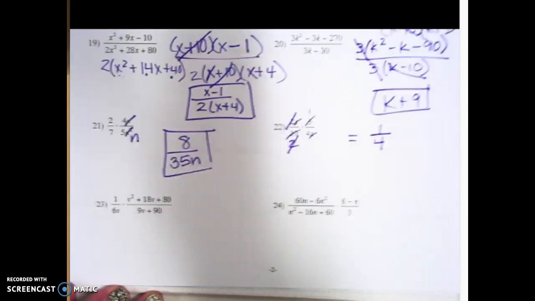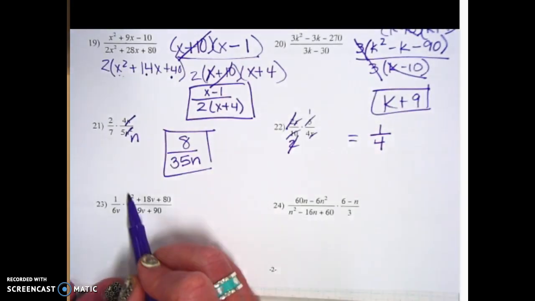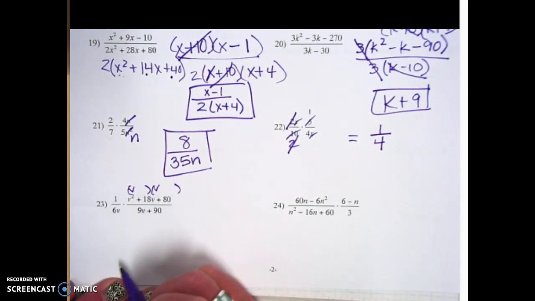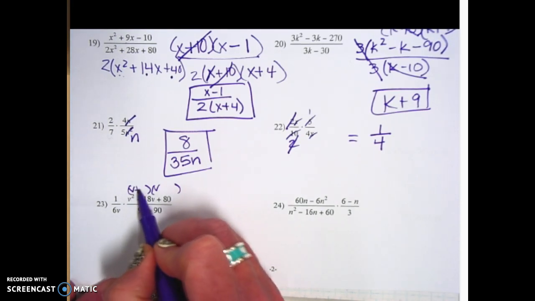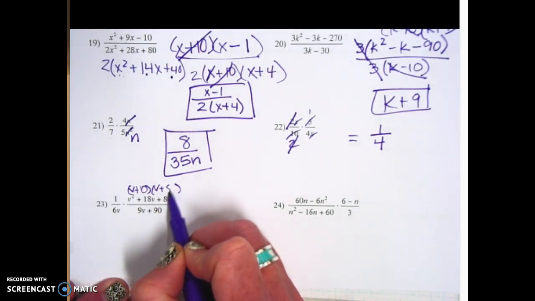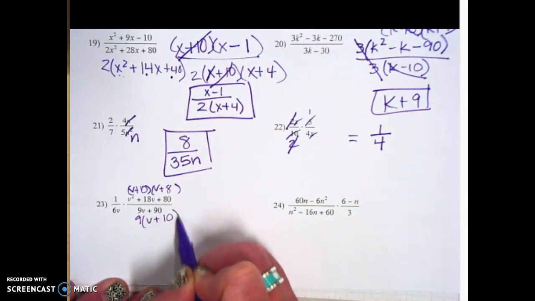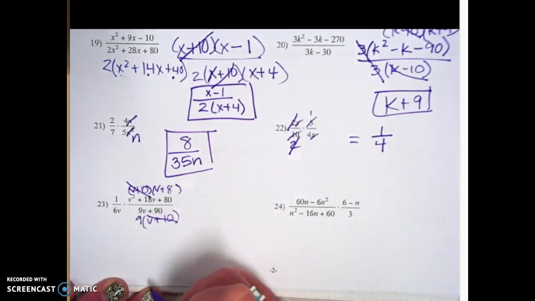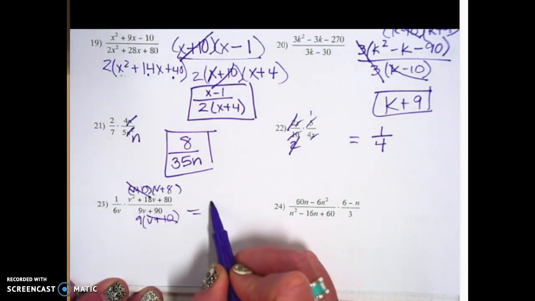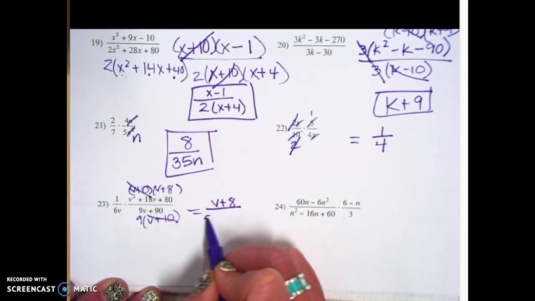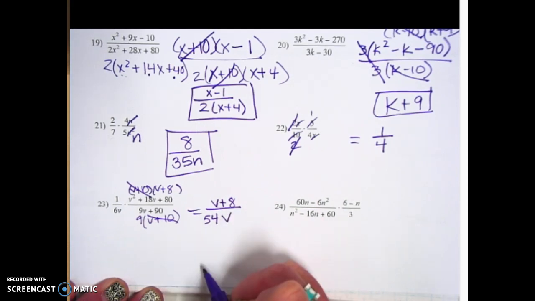All right, number 23, we've got some factoring to do. I see this is easily factorable, this numerator. So V and V multiplies to get 80, but adds or subtracts to get 18. So that'd be V plus 10 and V plus 8. And this has a GCF of 9, which leaves us with V plus 10. Those V plus 10s cancel. Anything reduced with the 9? Nope. Okay, so we are left with V plus 8 in the numerator. And 6V times 9 is 54V. And that's it.